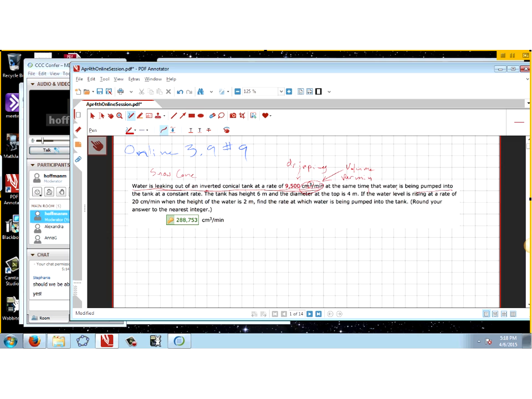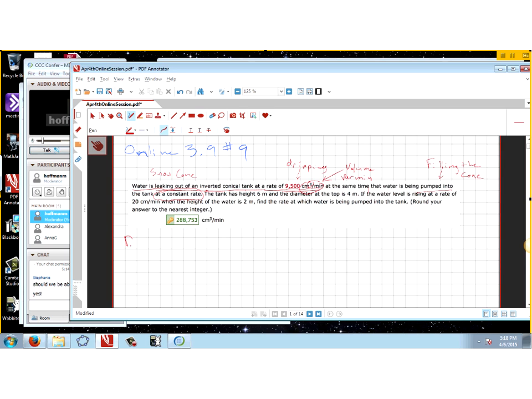At the same time that water is being pumped into the tank at a constant rate. So we're filling the cone at the same time. Not only is stuff dripping out of the cone, and they're telling us the rate at which it drips out, they're also telling us that we're filling the cone, at a constant rate. So the tank has height 6 meters, and the diameter at the top is 4 meters.